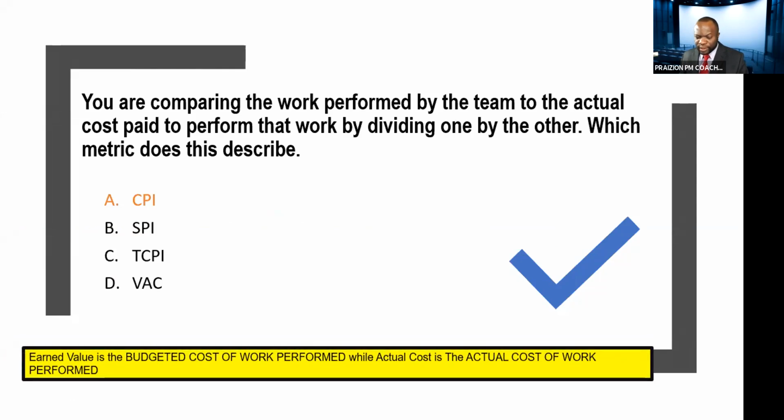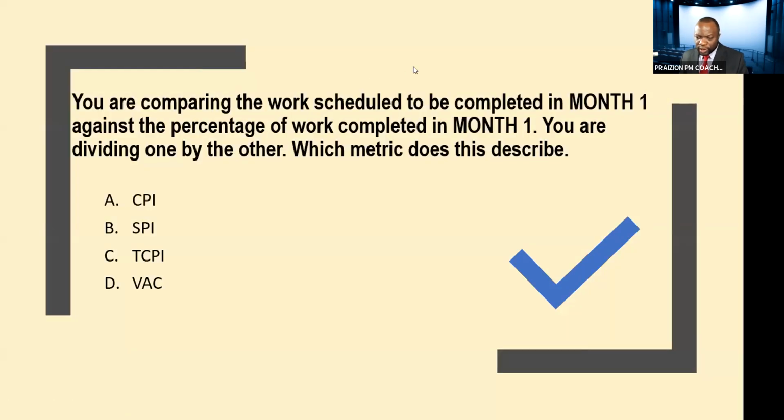Oh, so here's the explanation. Earned value is the budgeted cost of work performed. So anytime you hear work performed, that's earned value, and anytime you hear cost or actual cost, you know they're talking about actual cost, AC. All right, let's relaunch the poll. And here is another fun one for you. This says you are comparing the work scheduled to be completed in month 1 against the percentage of work completed in month 1. All right, interesting.